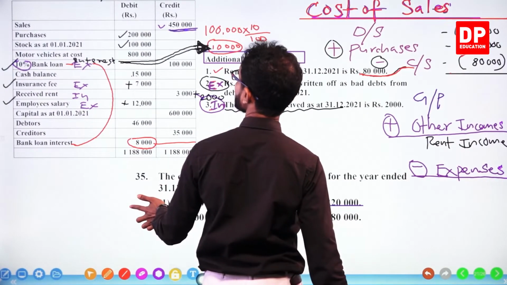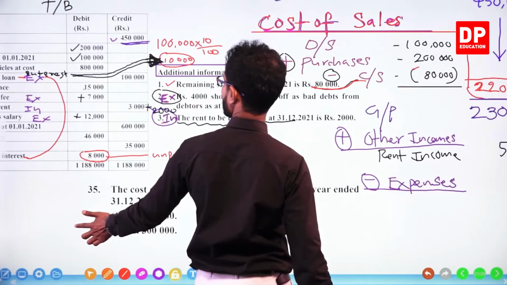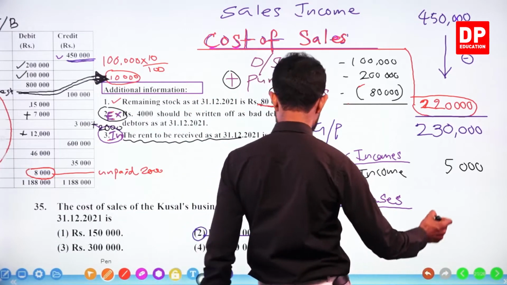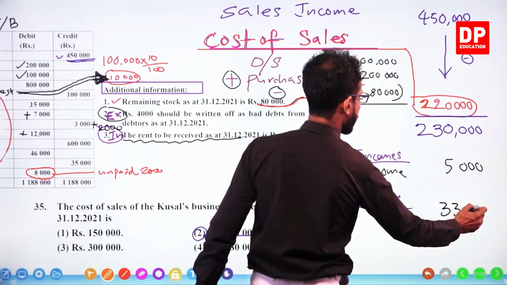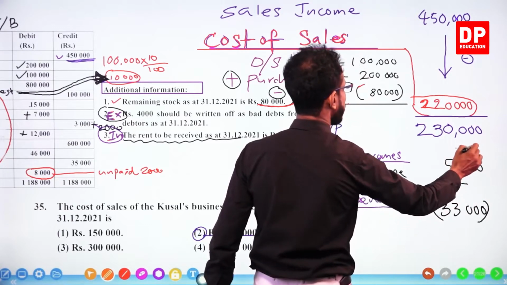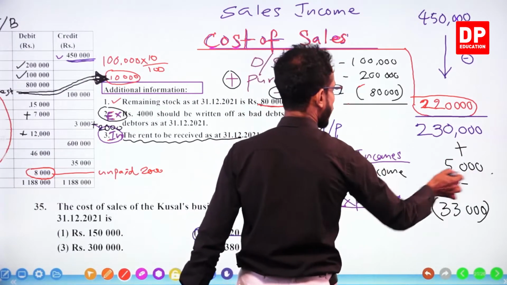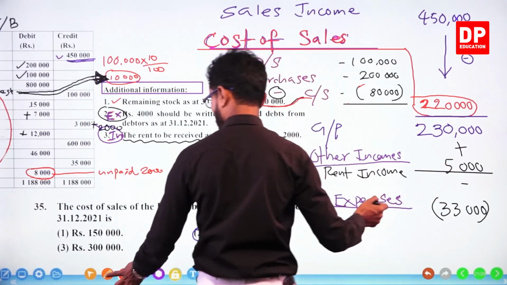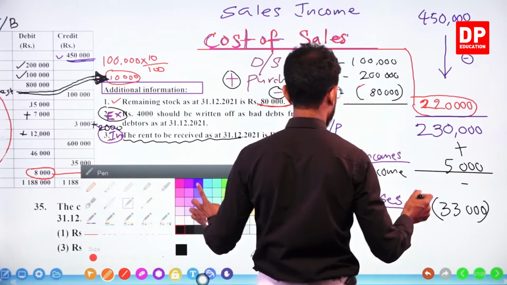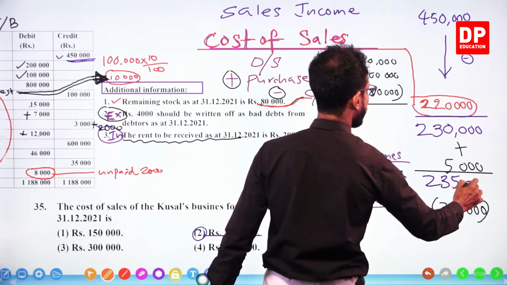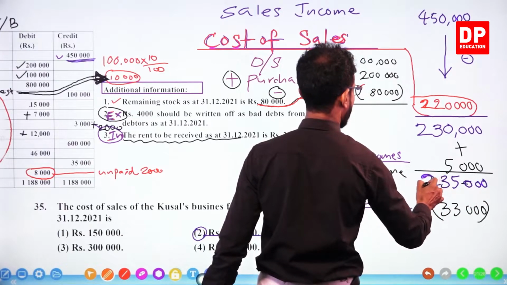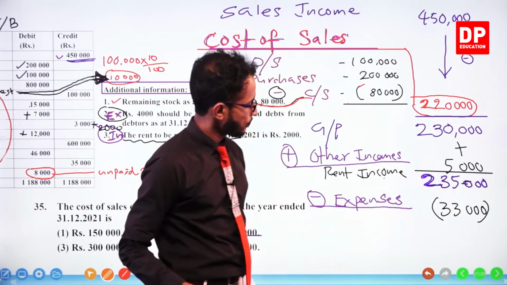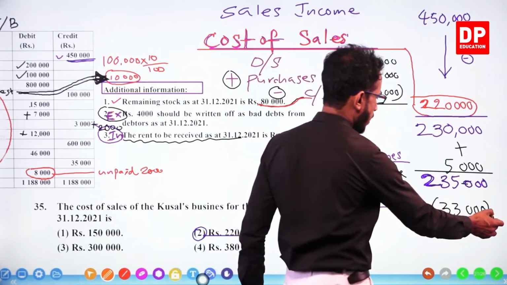Did we take the bank loan interest? Yes, we took it. Expenses should be subtracted, and income should be added. Take the answer after adding the other incomes: 230,000 plus other incomes 5,000 is 235,000, then minus other expenses.